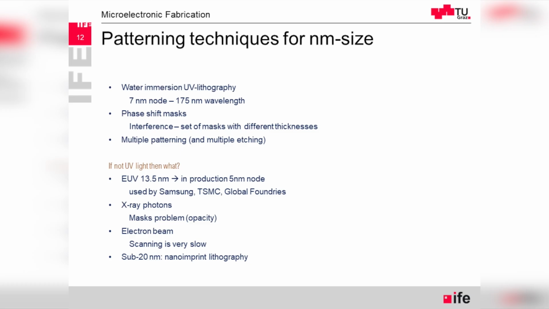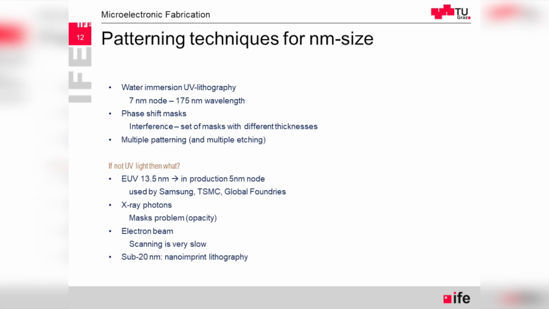So for the 7 nanometer node, this 175 nanometers required using either phase shift masks, which exploit the interference with a set of masks which are shifted in phase, and the constructive interference can magnify the image at certain spots, or multiple patterning and multiple etching. In both cases, they are basically complex techniques of dealing with light.